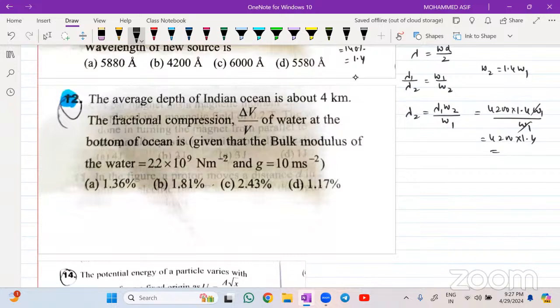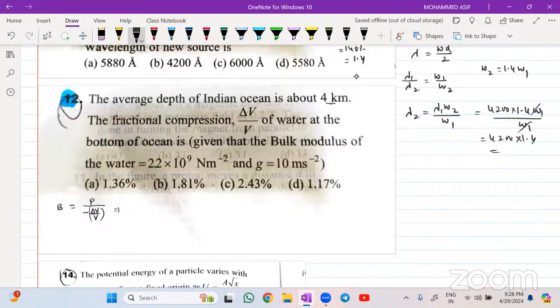Question number 12. Will anyone do it? The average depth of the Indian Ocean is about 4 kilometers, a purely NCERT question. The fractional compression delta V by V of the water at the bottom of the ocean is asked. The bulk modulus of the water is given as 2.2 × 10⁹ Newton per meter square, and the G value is given as 10 meter per second square. What formula can you use? Do you remember the bulk modulus formula? Bulk modulus is equal to pressure divided by minus change in volume divided by original volume. The minus sign indicates it is compression.